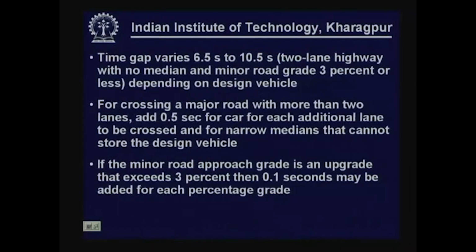In normal condition, the time gap varies from 6.5 seconds to 10.5 seconds, as it was used for case B2, that means for right turn. Same consideration here, but for crossing a major road with more than 2 lanes, 0.5 seconds per car is added. The value is different for commercial vehicles, for each additional lane to be crossed, and for narrow medians that cannot store the design vehicles. Similarly, a correction is applied for the grade if the grade is more than 3%.